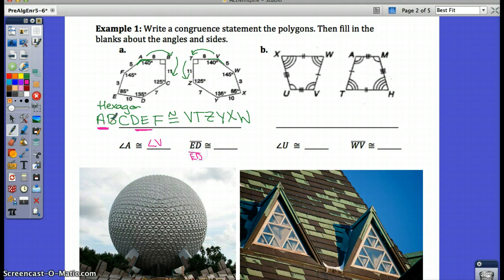So those are the first, second, third, fourth and fifth letter. And I said E and then D, so I'm going to say X and then Y. It's the same segment if you say Y and then X. I just like to match. So if you don't have a picture, you can still identify what angles and sides are congruent by the congruent statement. Try B, pause it, try B, and then press play to go over it.